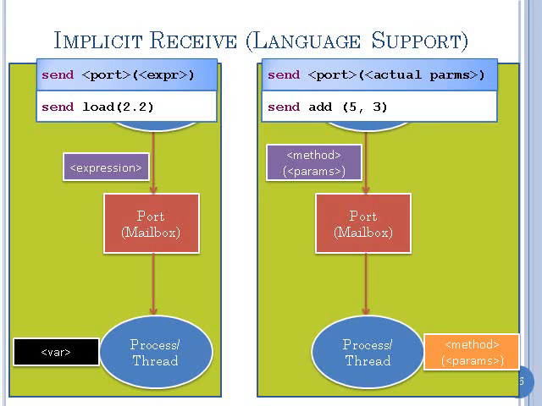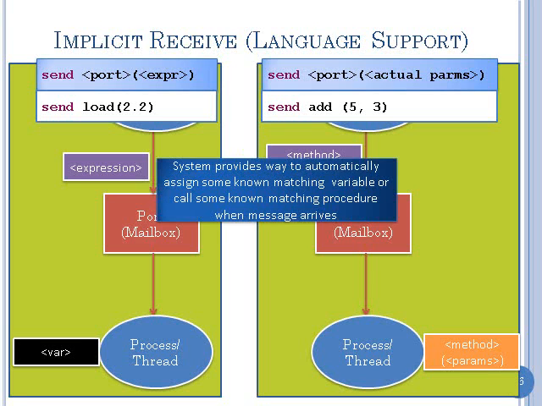But what I could do here is just register with the port a variable and say, next receive that comes, please go and assign to it. And I'm not going to make a receive call. Every receive that comes, let's just assign to this variable. And it's my job to empty the variable at appropriate times. So the system provides ways to automatically assign some known matching variable or call some known matching procedure when a message arrives. That's what we're going to say.